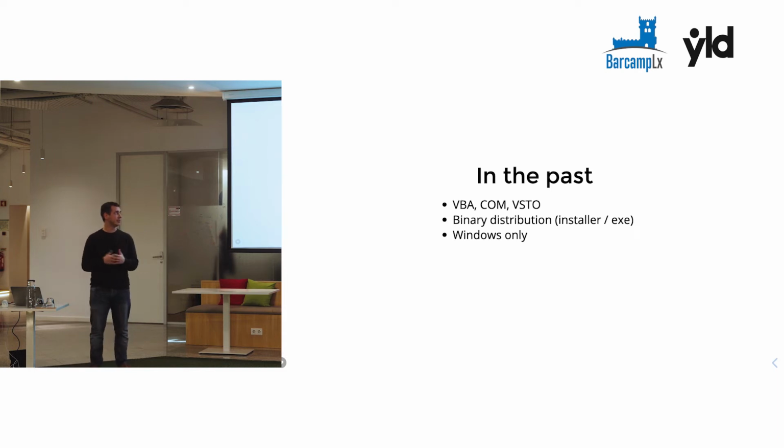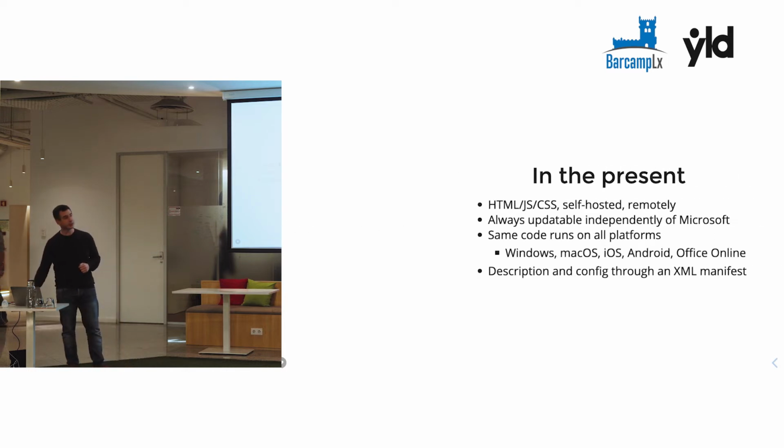In the past, they were developed with native Windows technologies: VBA, COM, and VSTO. They were compiled and distributed as installers, binary files, and they worked only on Windows. So the user actually had to download the files and install them. And they worked only on Windows. So if you had Office for Mac, you were out of luck.